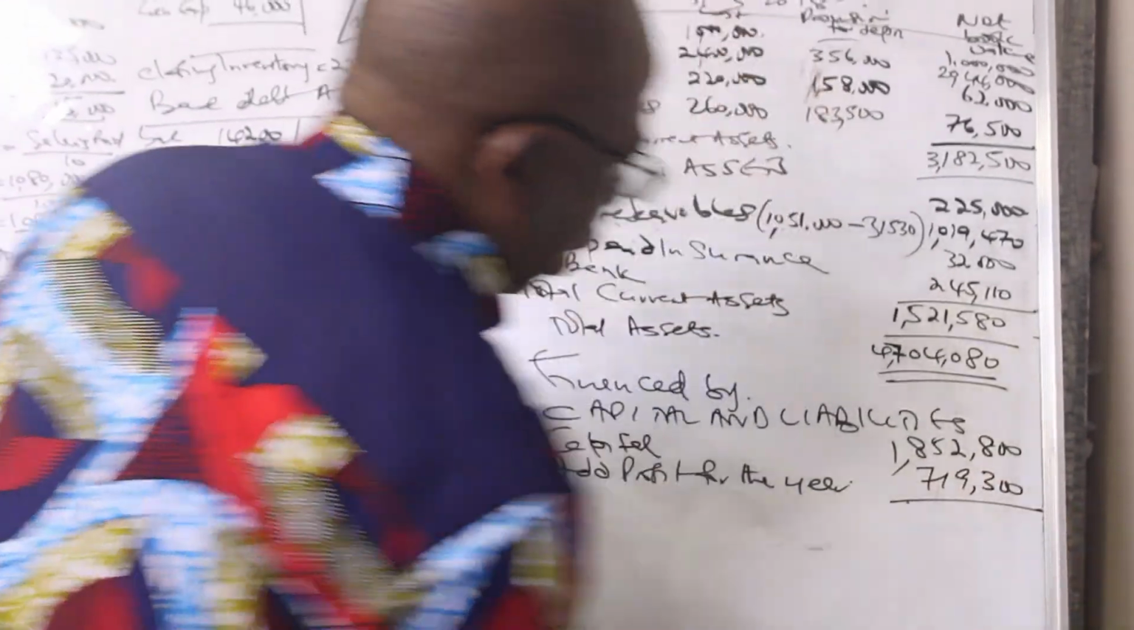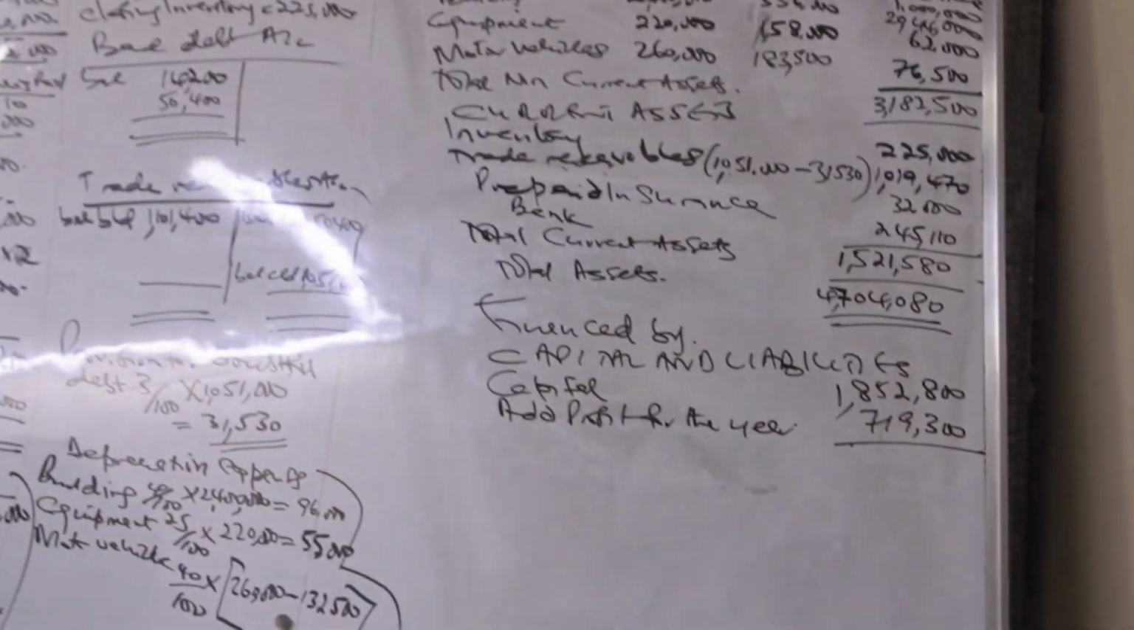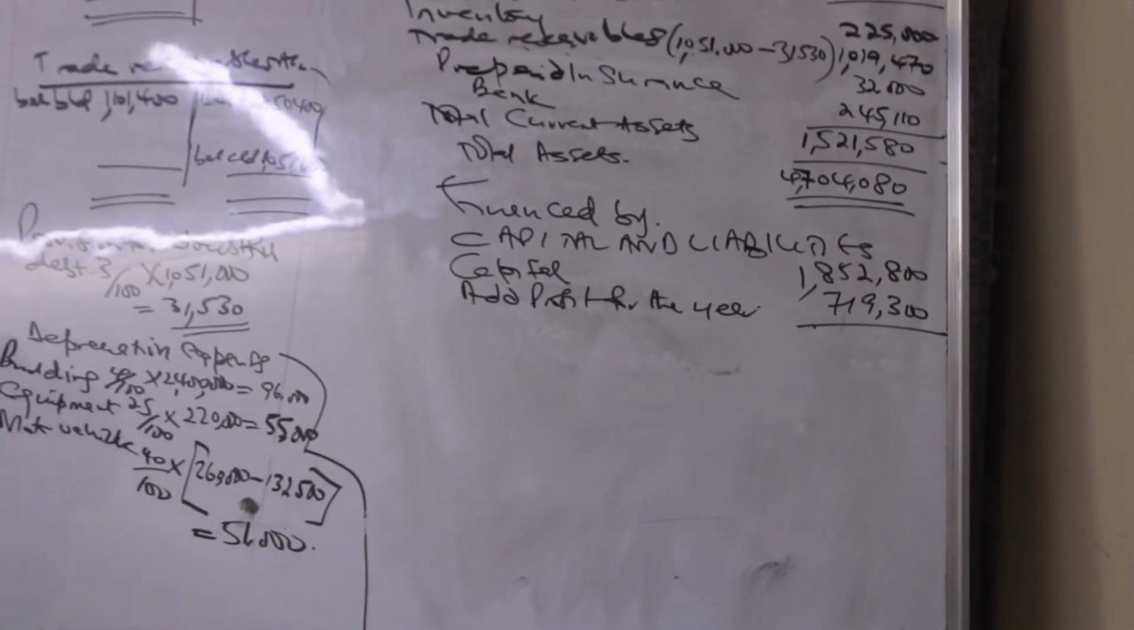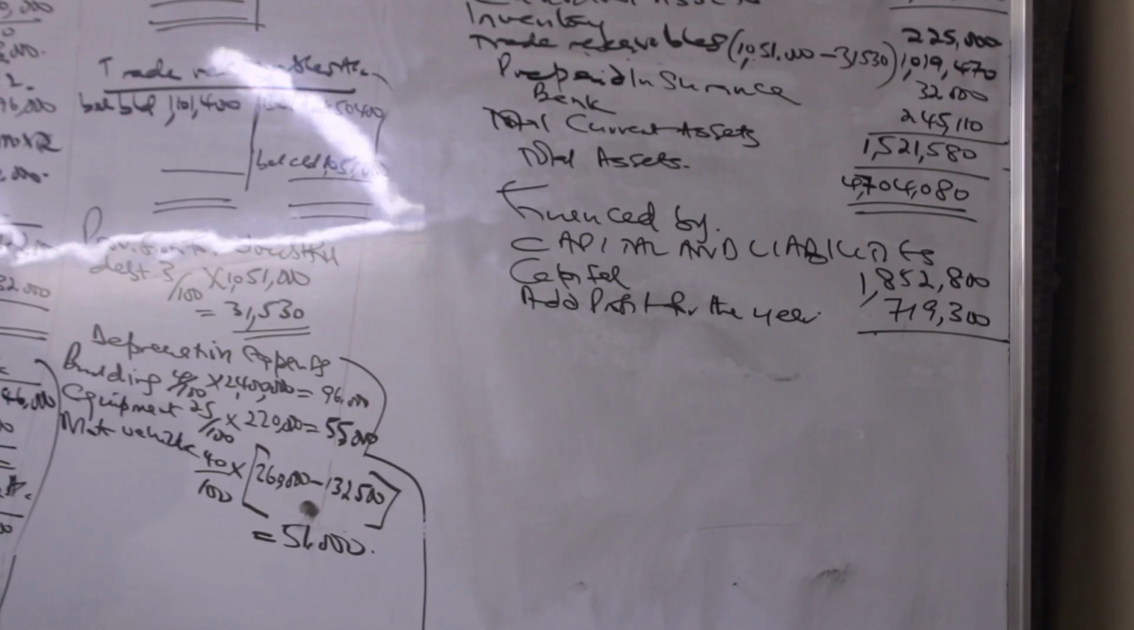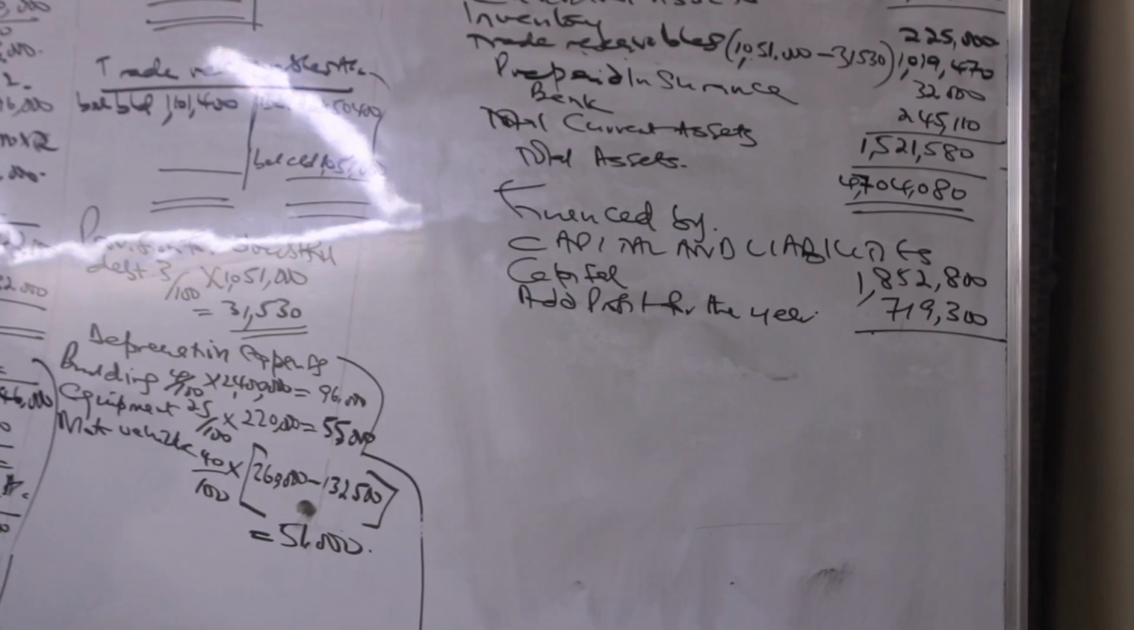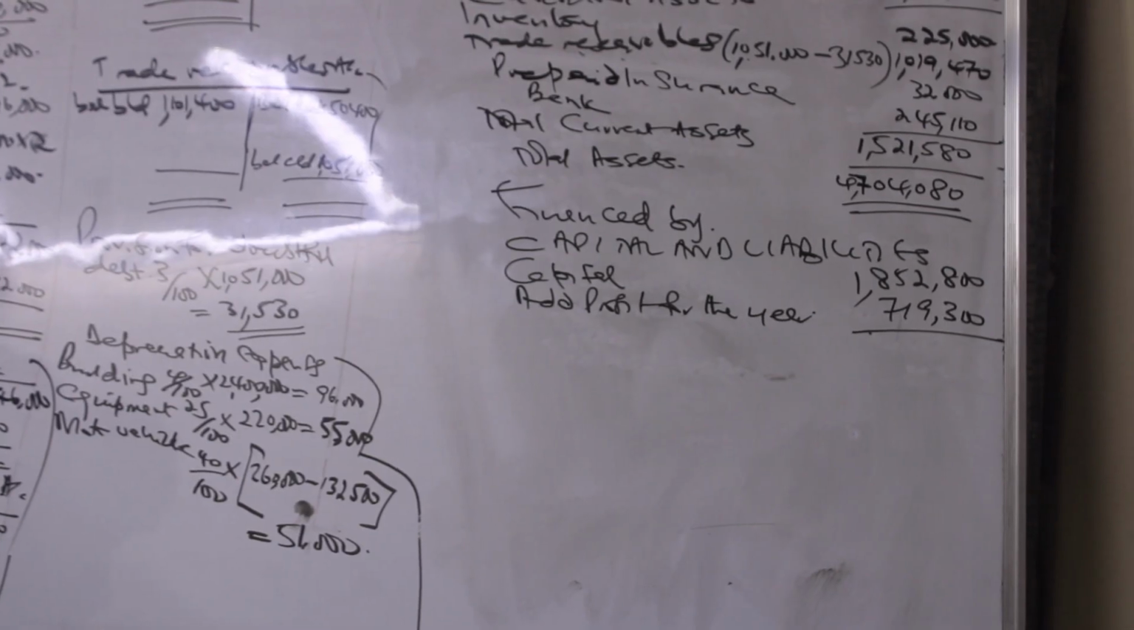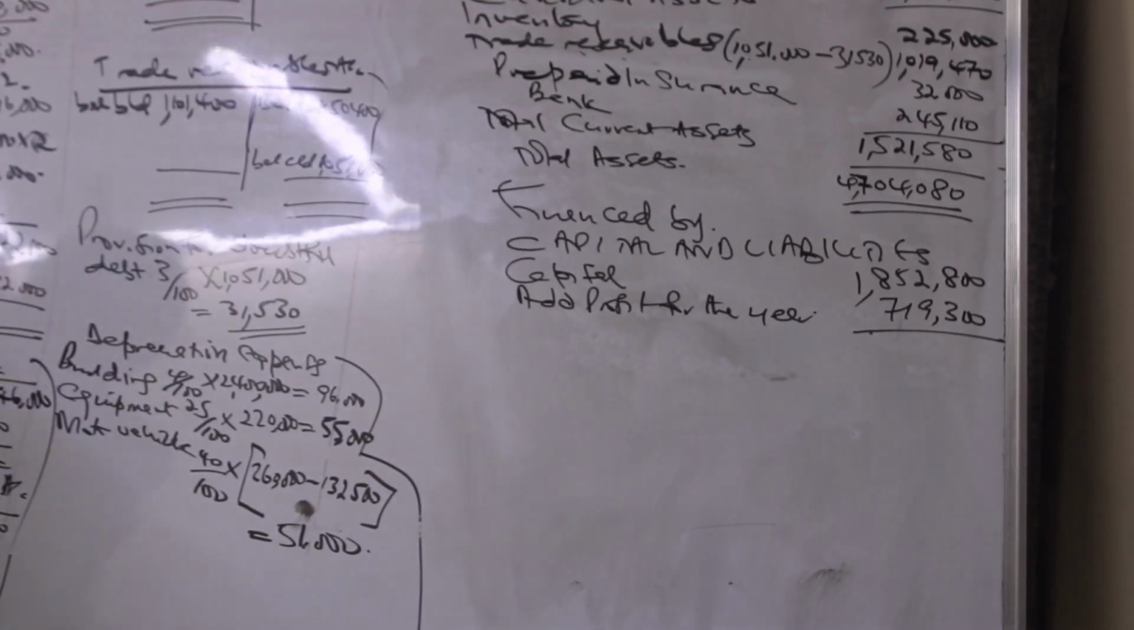We add 1,852,800 plus 719,300. We get a figure of 2,572,100.